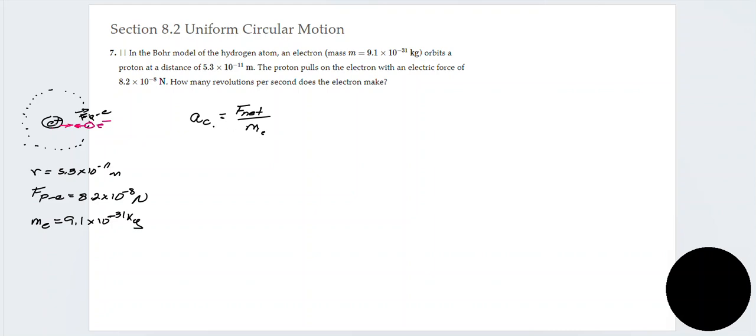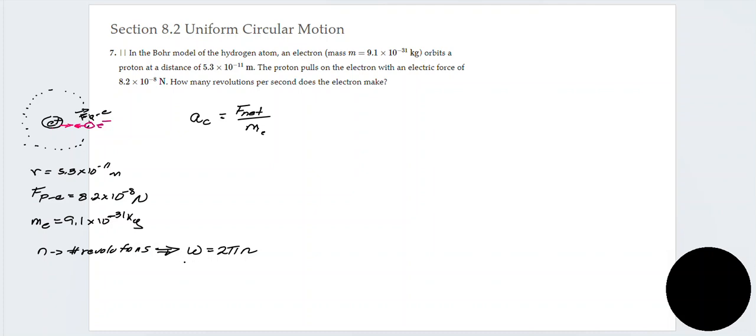Now, why would we need to calculate this centripetal acceleration? Because we are looking for n, that is the number of revolutions, right? But this number of revolutions is related to omega, which is the angular velocity. And this omega, we know, is equal to 2 pi times the number of revolutions.